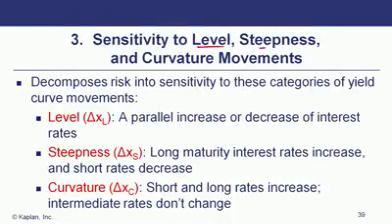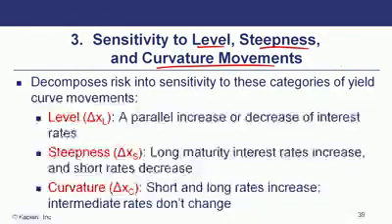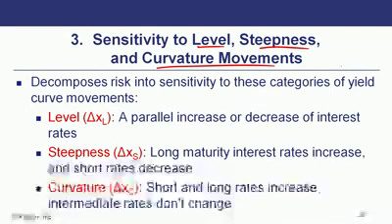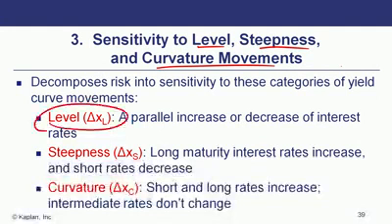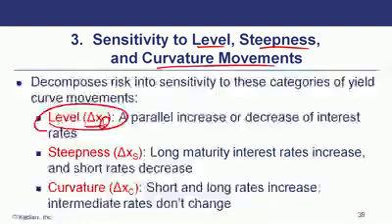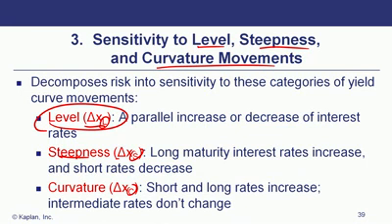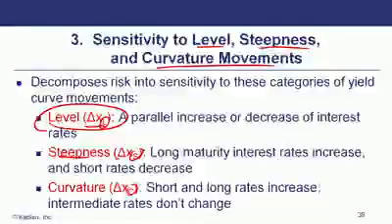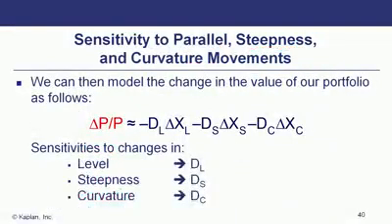So, sensitivity to level, steepness, and curvature movements. Well, what we could do is say, look, we can use some statistical tools, and we can say when the level of interest rates changes, what happens to the value of the bond. So this delta x sub L is a change in the level of interest rates. That's what the L stands for, level. We could also look at a change in steepness, and a curvature change would be the change of x sub c, so change in curvature. So we're going to have short and long rates increase, intermediate rates don't change by as much, those types of things. And then we can plug into a model that looks like this.